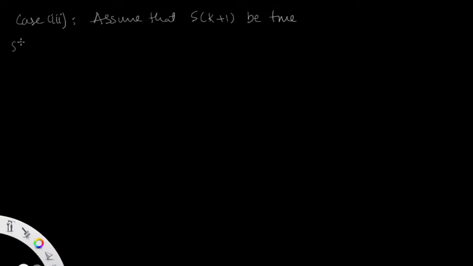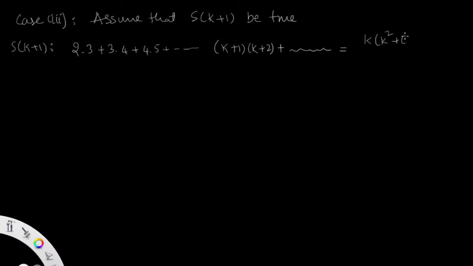That is S of k plus 1 such that 2 into 3 plus 3 into 4 plus 4 into 5 and so on. First write k terms, up to k plus 1 into k plus 2. This is the k term. Then we want the k plus 1 term, which is unknown. So keep the RHS the same in terms of k, that is k into 6k plus 11 divided by 3, plus the k plus 1 term, which is unknown.